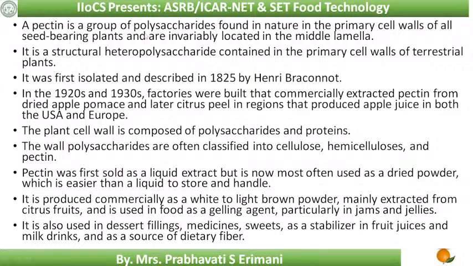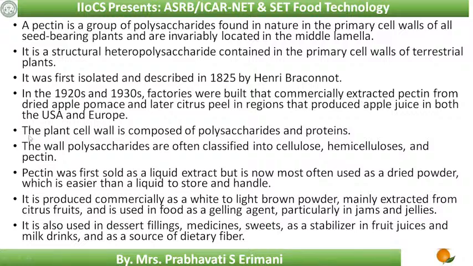Pectin is a group of polysaccharides found in nature in the primary cell walls of all seed bearing plants, and is invariably located in the middle lamella. It is a structural heteropolysaccharide, as we just observed in the structure, contained in the primary cell walls of terrestrial plants. It was first isolated and described in 1825 by Henri Braconnot. In the 1920s and 1930s, factories were built that commercially extracted pectin from dried apple pomace, and later citrus peel, in regions that produce apple juice, in both the USA and Europe.